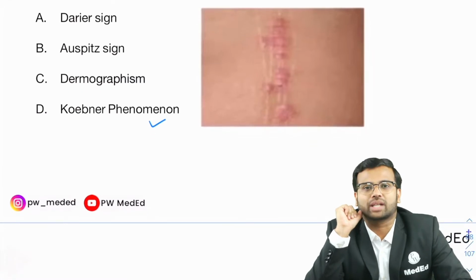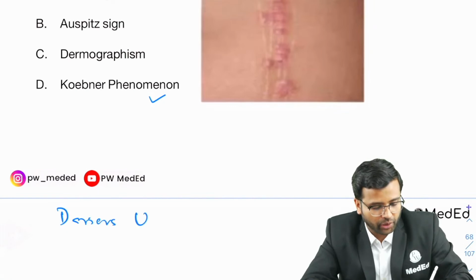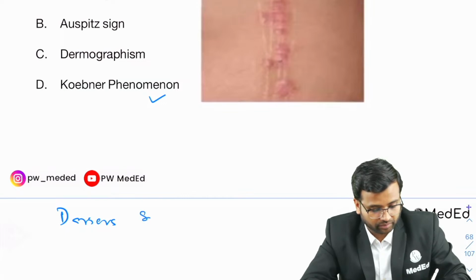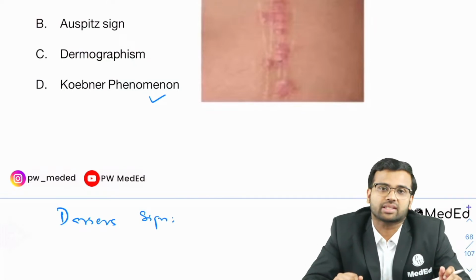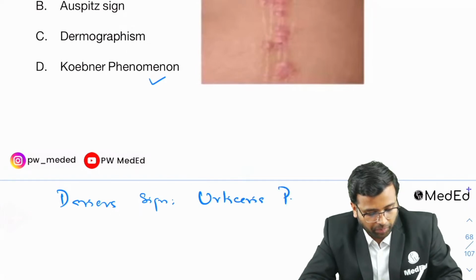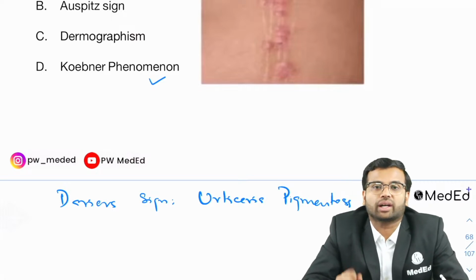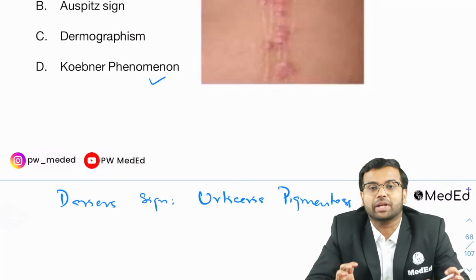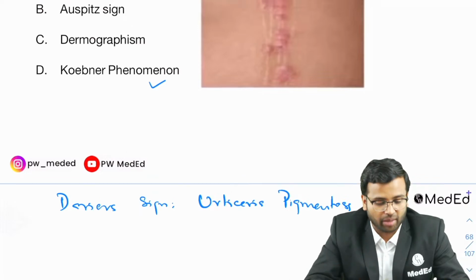How about the other options that you see in this MCQ? Where do you find Darier's sign? Can you answer? Yes, Darier's sign is not seen in Darier's disease, but instead it is seen in a condition called urticaria pigmentosa. If you stroke over the skin of this patient, the patient may develop some urticarial wheals. Remember? So Darier's sign is seen in urticaria pigmentosa.